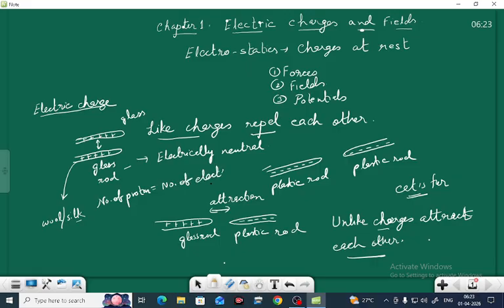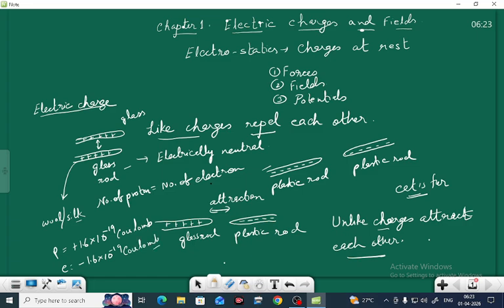So you know that the charge of a proton is plus 1.6 × 10^-19 coulomb. This is the charge of a proton. And the charge of an electron is minus 1.6 × 10^-19 coulomb.